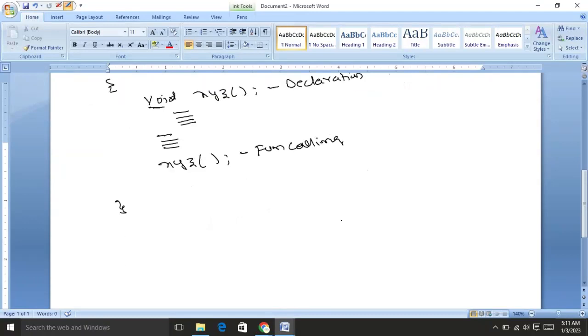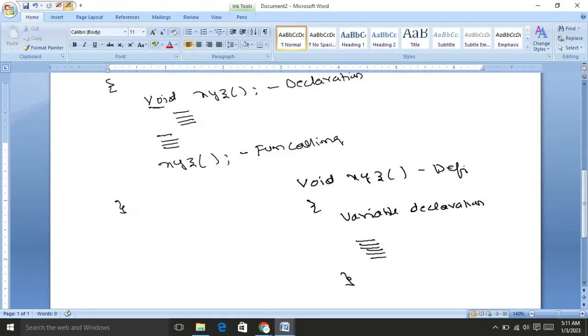What is the definition? The definition means I actually write the code for the function xyz. So I write the variable declaration for this function and the instructions, right? So this is the function definition. Suppose we do like that.